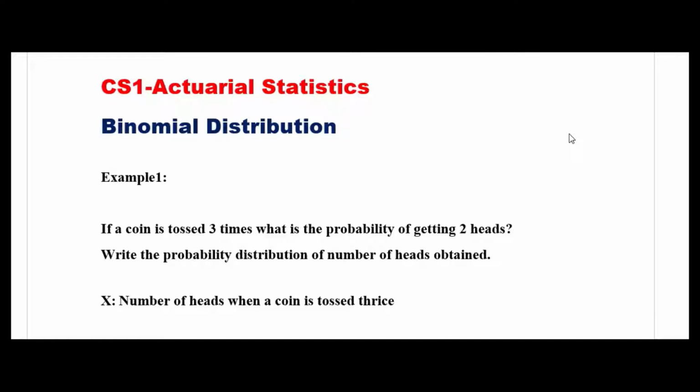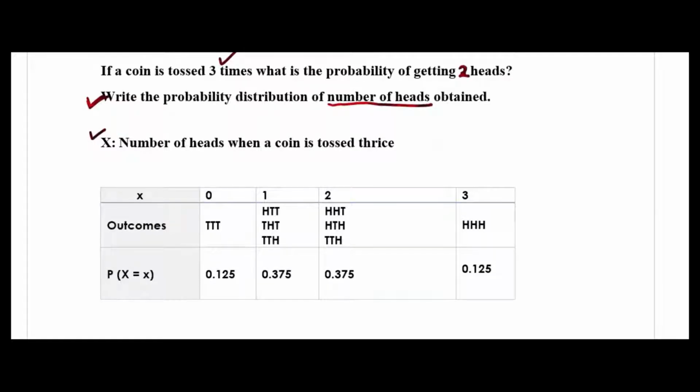So we have to start by defining a random variable. X is the random variable. What is the question? Write the probability distribution of what? The number of heads obtained. These are the outcomes. All tails, you get 3 times, or 3 times head, or 1 head, 2 tails, or 2 heads, 1 tail. These are all the possibilities.